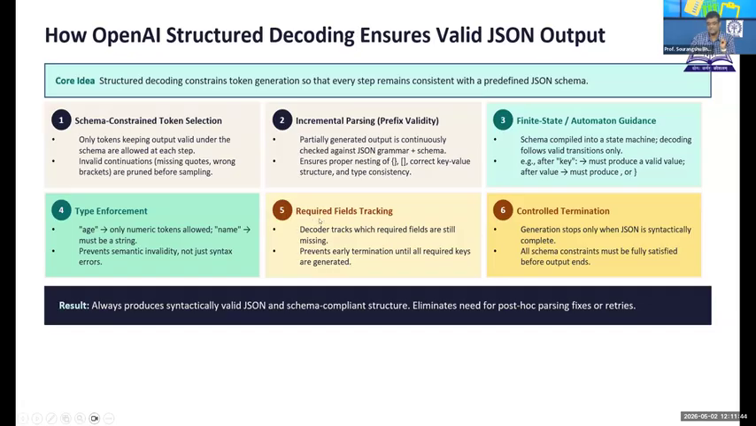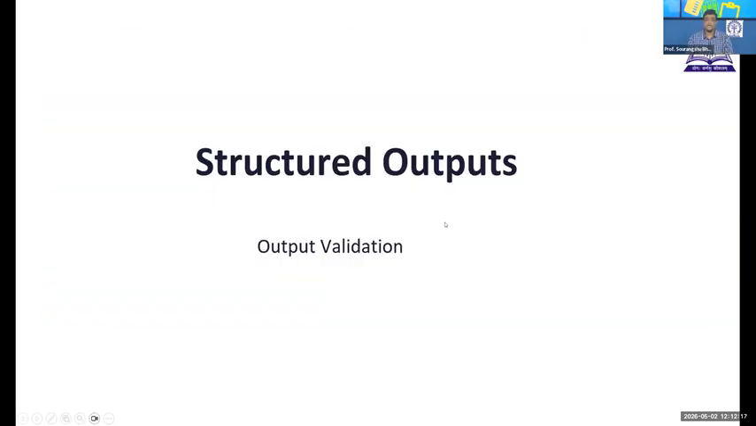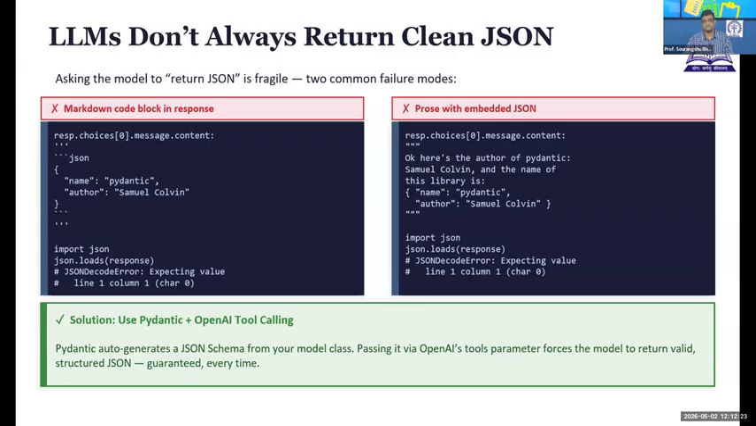Another form of output validation is required field tracking. If there is a required field versus an optional field, it will make sure that the required field has been generated. Otherwise, it will not return that and it will go back to generation. And of course, control termination. As I said, the generation stops only when the JSON is syntactically complete. So you have the complete thing.